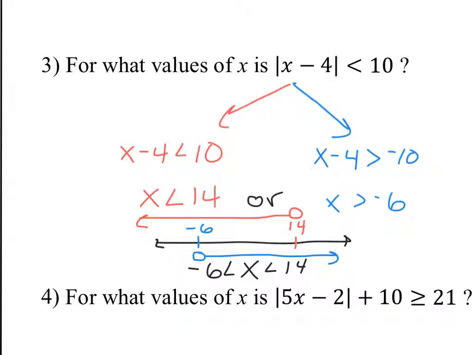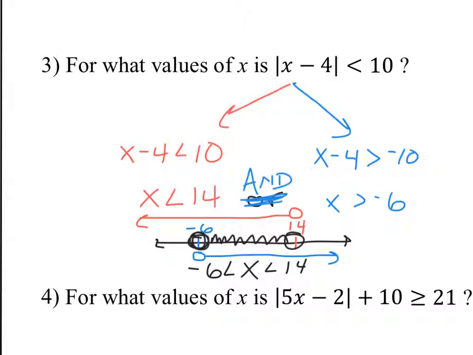And at this point, I realized I made a mistake earlier. This should not say or. It should say and. And I'll explain why in a second. If it's an and problem, your solution is where your two other solutions overlap. And they're overlapping between negative 6 and 14, which is what this answer was saying all along. X is between negative 6 and 14.